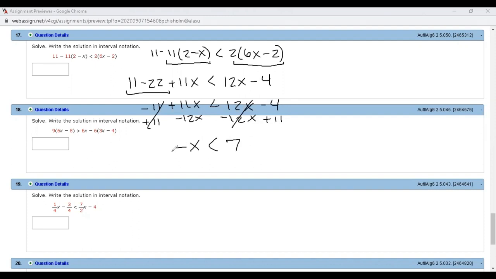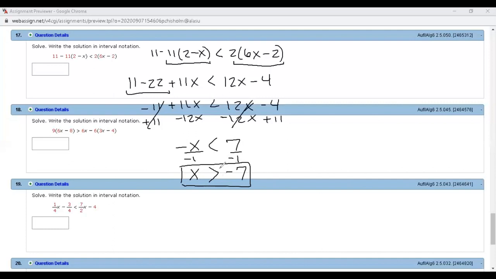Now, we cannot have -x less than 7. We have to have an x symbol and a number, okay? So we have to divide both sides by a -1 because we don't want it to be -x. So because we are dividing both sides by a -1, the less than sign is going to become greater than. And 7 divided by -1 is going to be -7, okay? So this is our solution, all right?